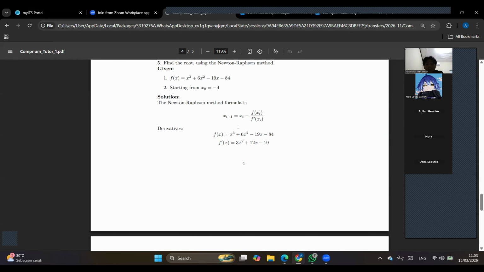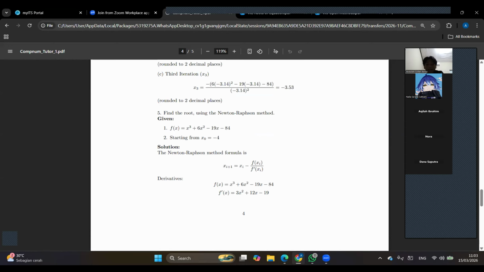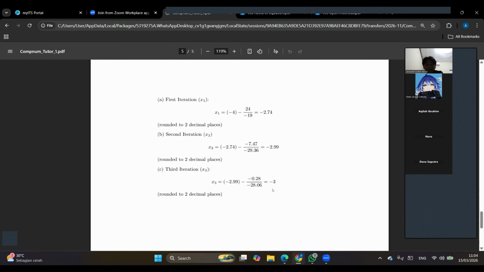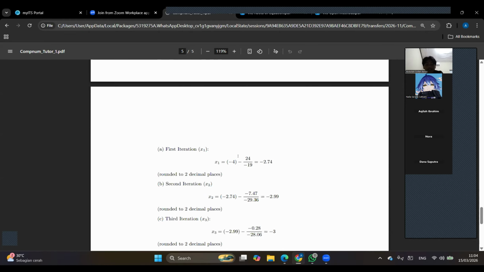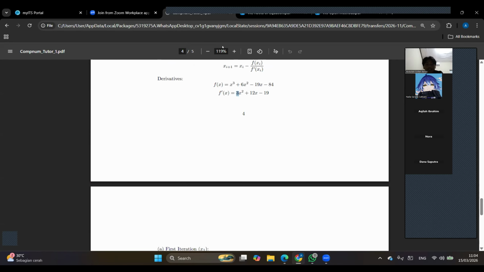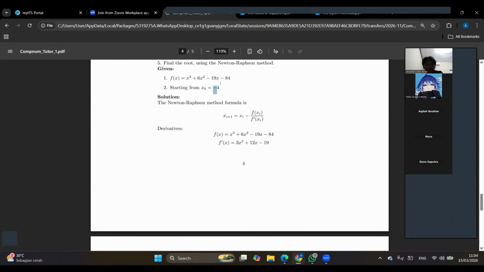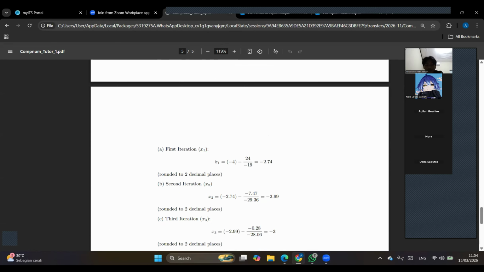Now, for this question, we first need to search for the derivative of f(x). So we will get this using the formula you learned in first calculus. So the derivative of f(x) is equal to 3x squared plus 12x minus 19. And then for the first iteration, we just substitute x0 here, it's minus 4. Minus 4. And then we calculate this.